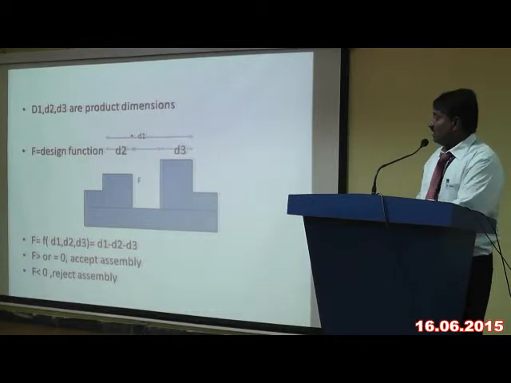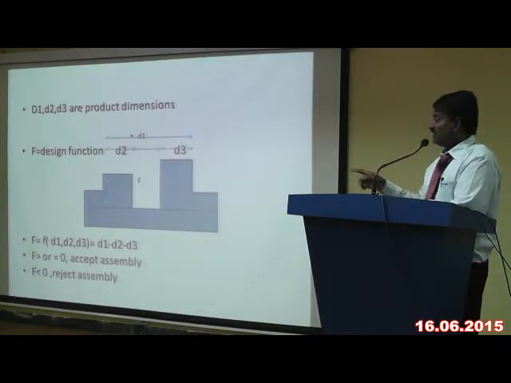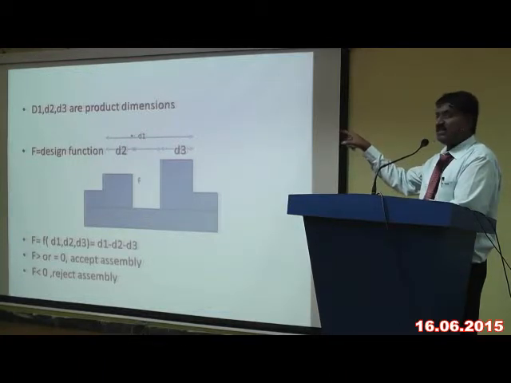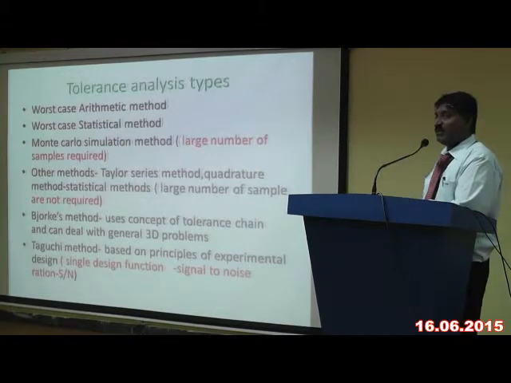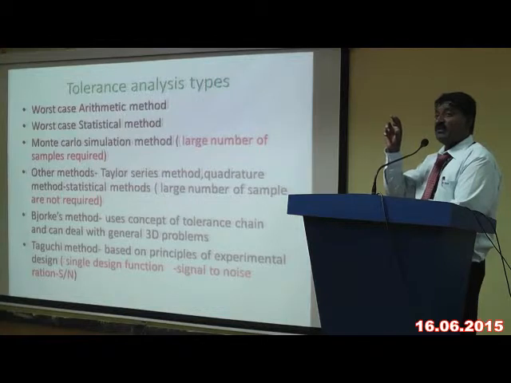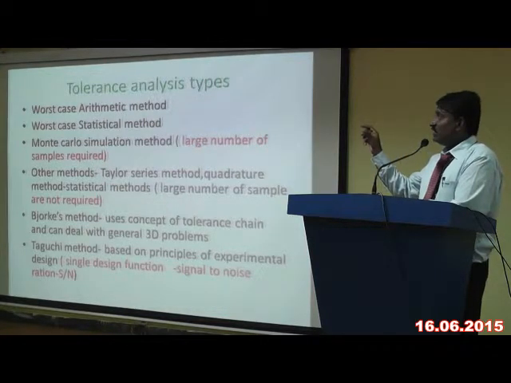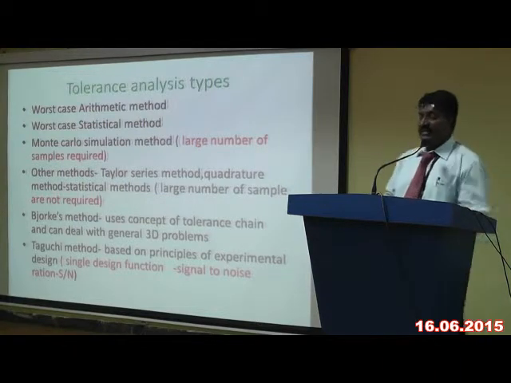If it is greater than or equal to 0, then it is accept assembly. If it is less, reject assembly, right? So the F is decided with the help of the design functions D1, D2, D3. Now this arithmetic method, we take data. What is arithmetic? Using numbers, right? So we take this data and we draw a D chain.